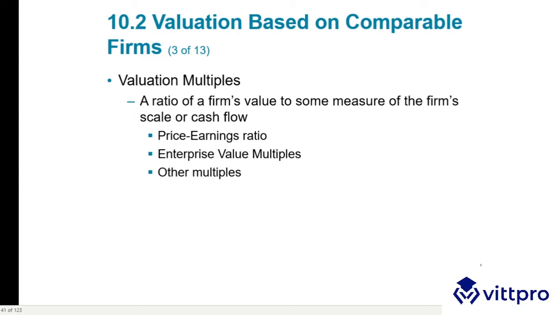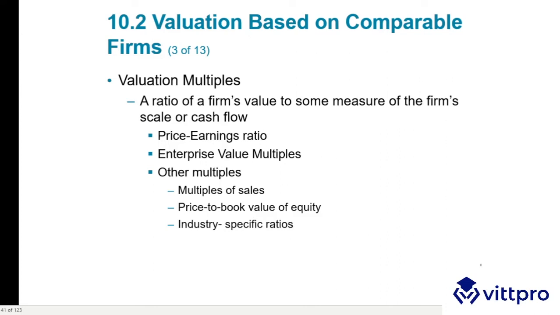There are other multiples like per person, per employee, per asset, multiples of sales, or price to the book value of equity. There are industry-specific ratios as well. Some new technology companies base their valuation on the customers acquired, the customer base, how many customers they have.